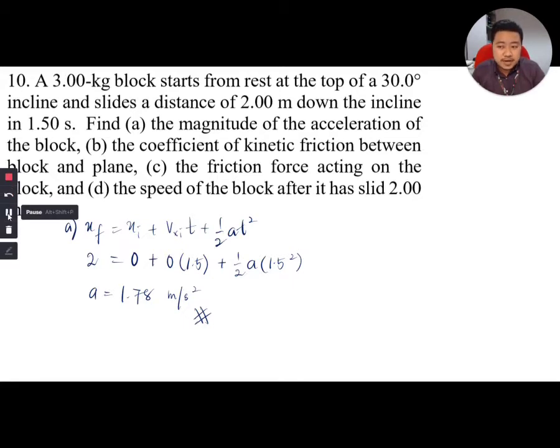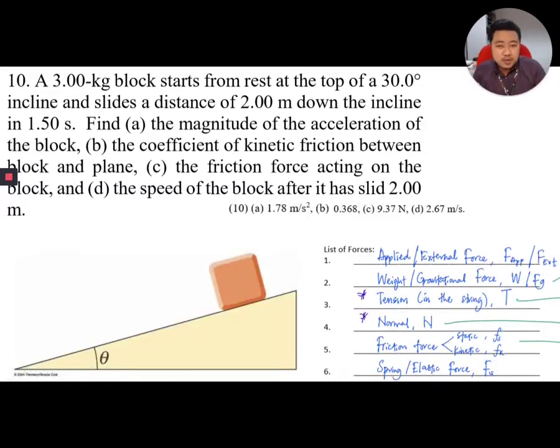Okay, so now we are ready to solve the next question, which is 10b, finding the coefficient of kinetic friction between the block and the plane. To help us with drawing the free body diagram and afterward to solve question 10b, we're going to be using this figure, which is taken from tutorial question number 5.